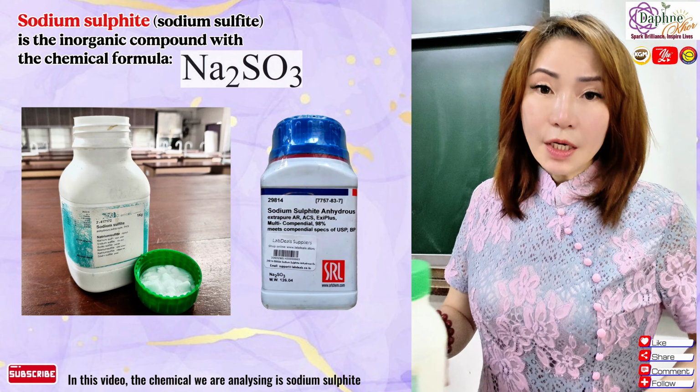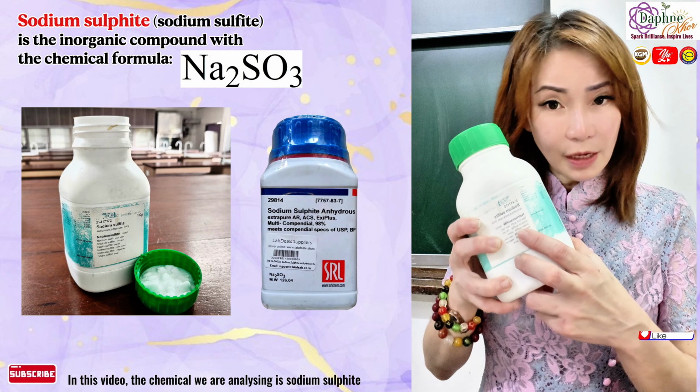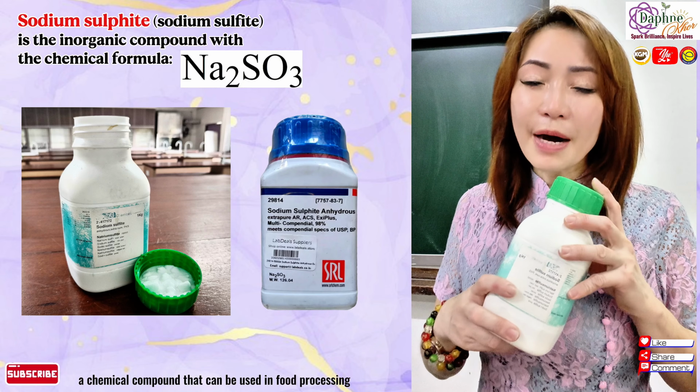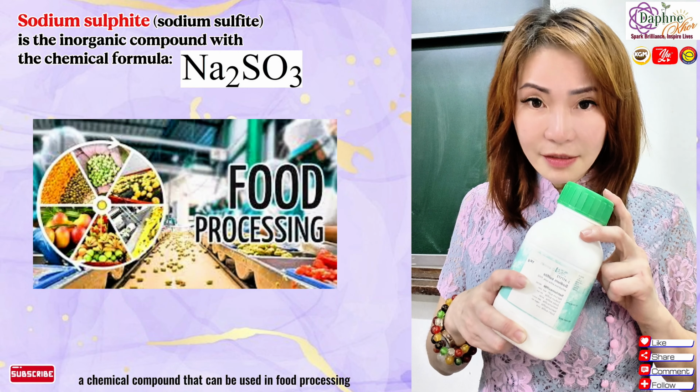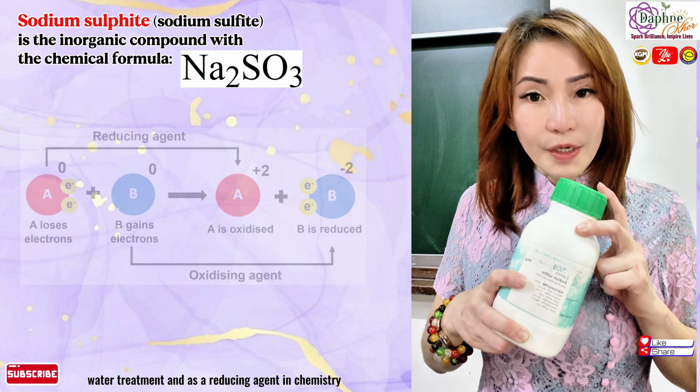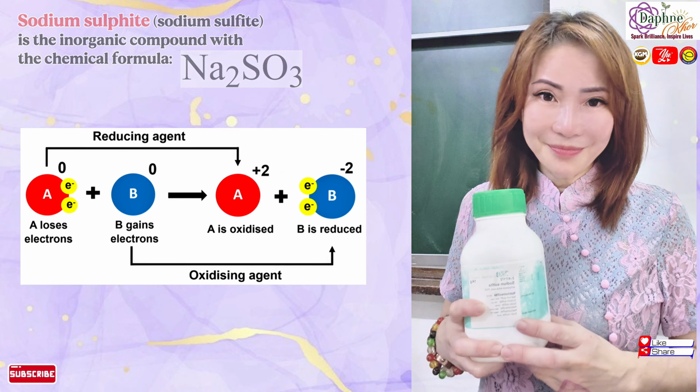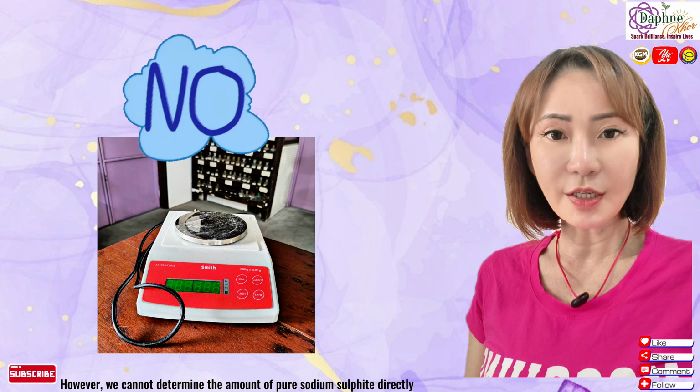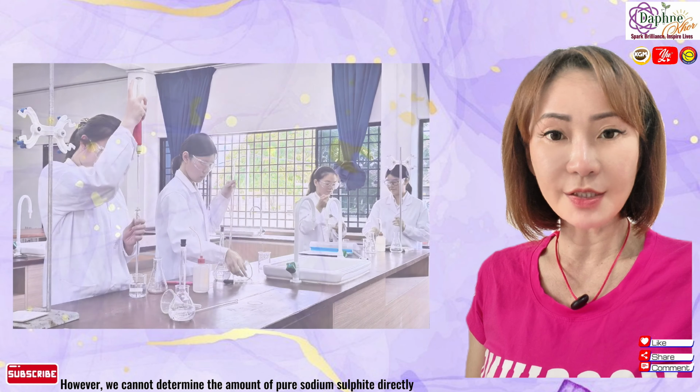In this video, the chemical we are analyzing is sodium sulphite, a chemical compound that can be used in food processing, water treatment, and as a reducing agent in chemistry. However, we cannot determine the amount of pure sodium sulphite directly.